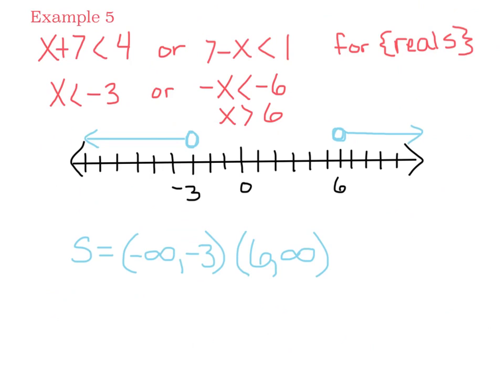And sometimes you might see a U in between, U for union, 6 to infinity. The U is not required. If you like it, put it. If you don't, don't. But if you ever were to see that, that's all it means. And this is called a disjunction.